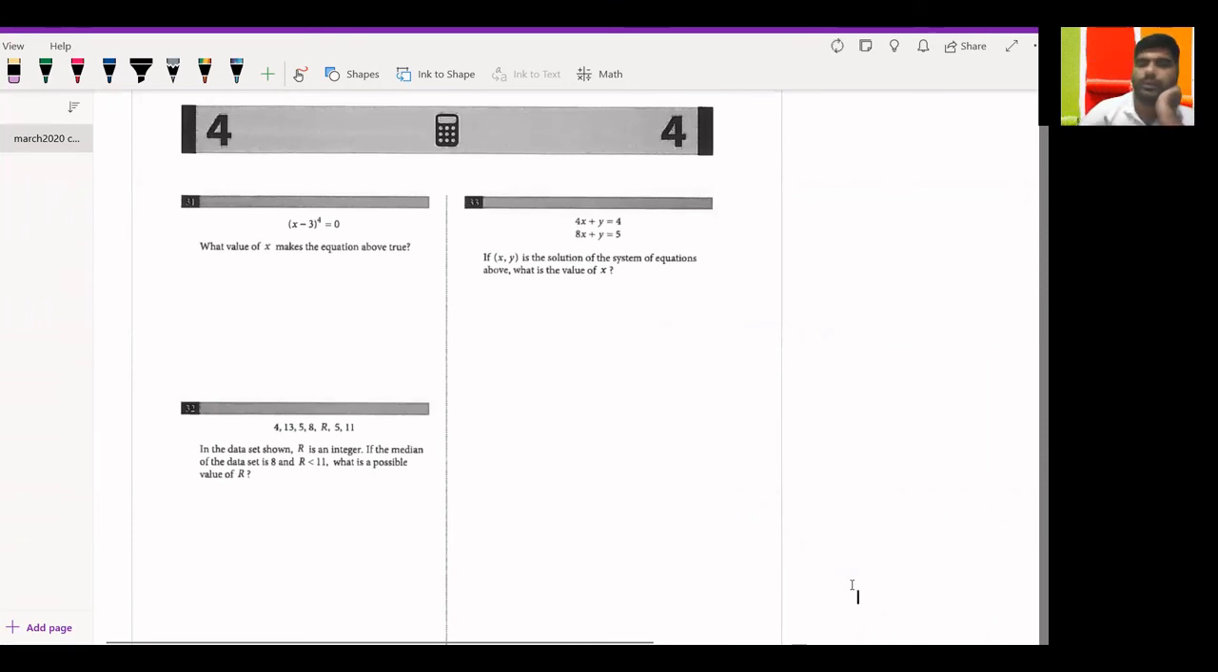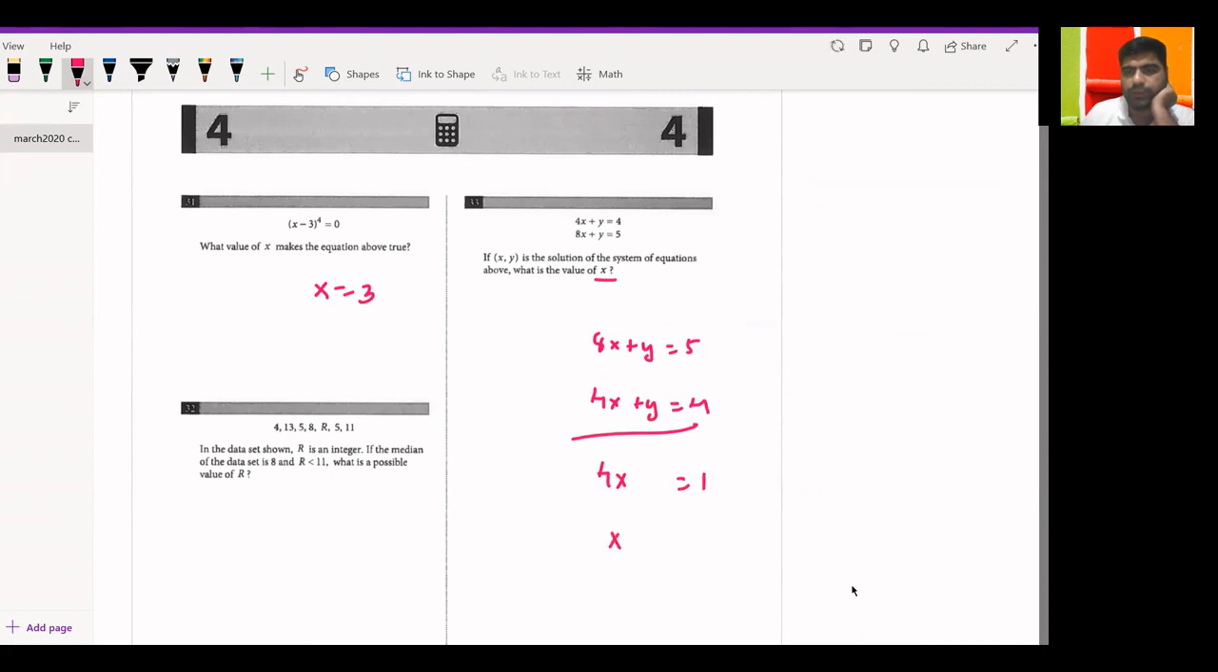X minus 3 to the power 4, x is 3. You want the value of x, so you simply do 8x plus y equals 5, 4x plus y equals 4. Subtract the two equations: 4x equals 1. If I subtract, 8x minus 4x is 4x, y minus y is 0, so x is 1 over 4.